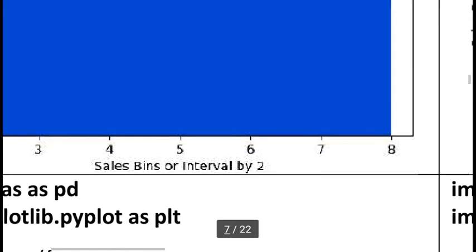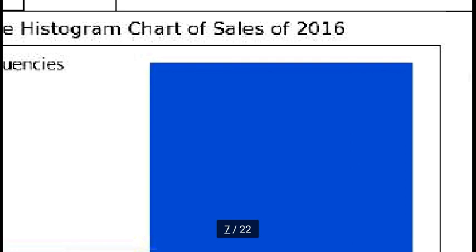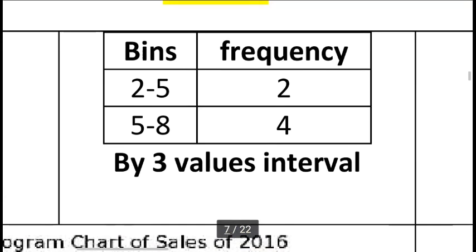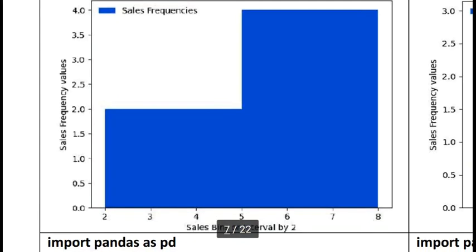And the last is 5 to 8. This is the second interval, second grouping, second bin. You can see in this the total value is 4. So this is our frequency histogram.